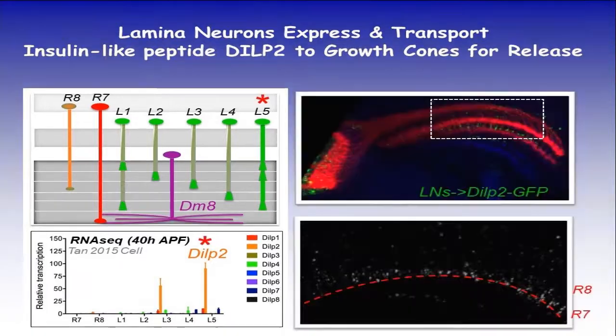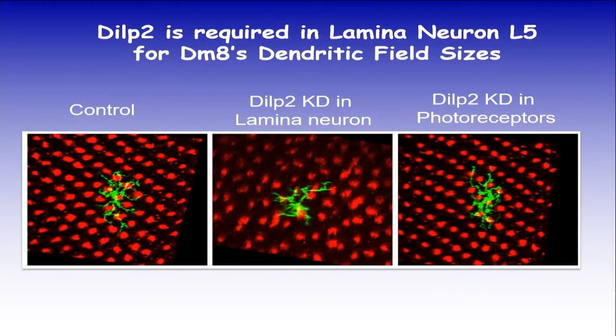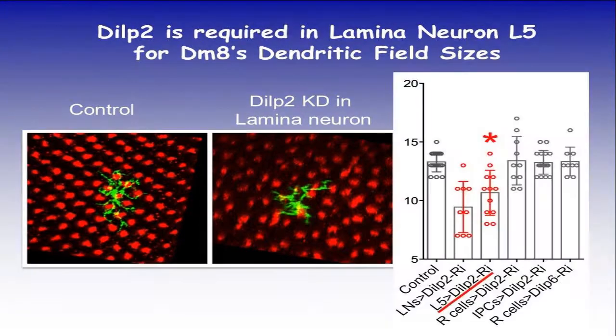So we express GFP tag of DIP2 in the laminar neuron and show indeed it can be carried from cell body all the way out to the tip of the growth cone and capable of delivering to the tip of that. And most importantly, if you remove the function, use RNA knockdown the DIP2 in laminar neuron or specifically in L5, then you phenocopy the 12 phenotypes.